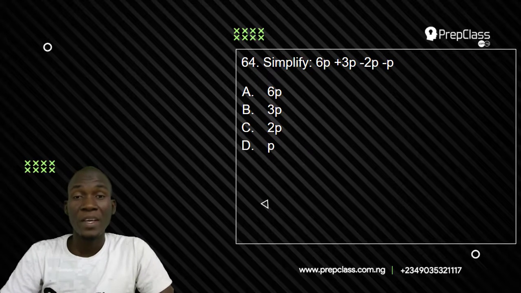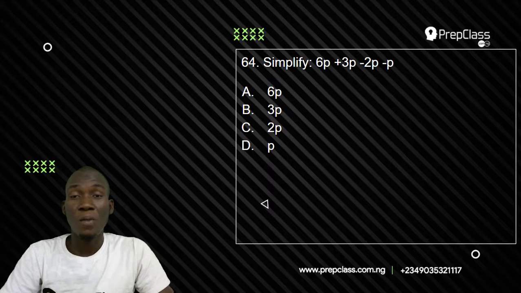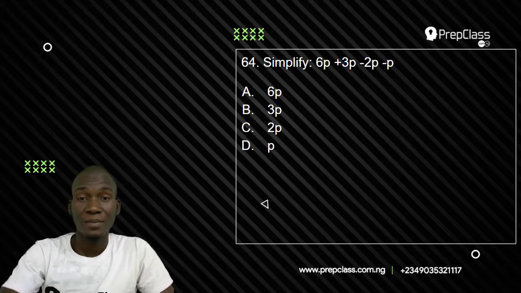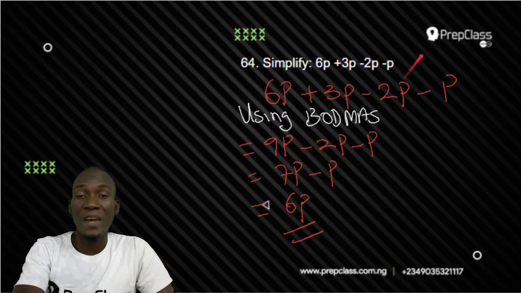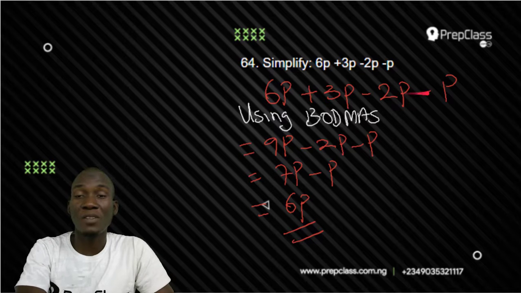Question 64. Simplify. 6p plus 3p minus 2p minus p. A, 6p. B, 3p. C, 2p. D, p. Now we want to simplify this. So we are going to simplify by adding. Now we have 6p plus 3p minus 2p minus p.